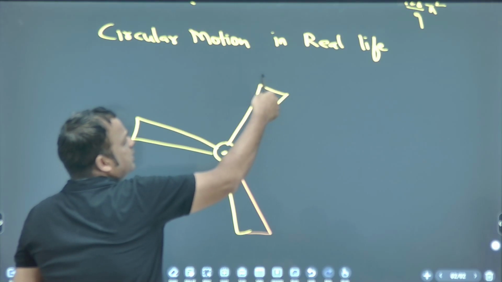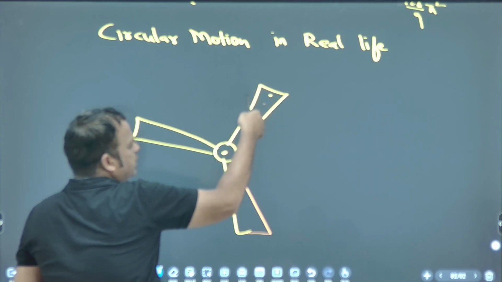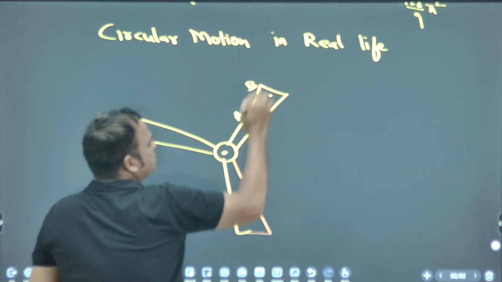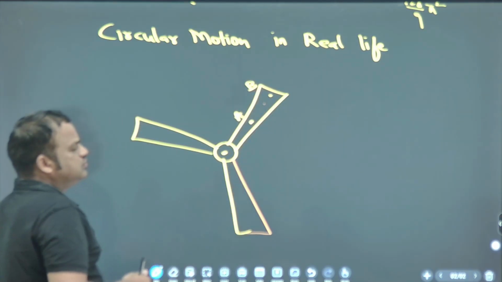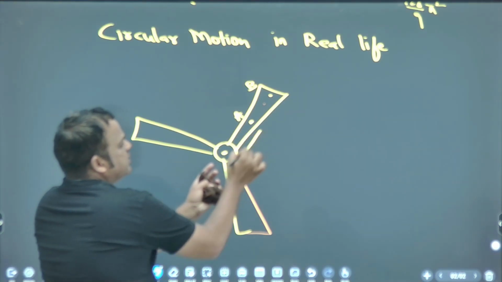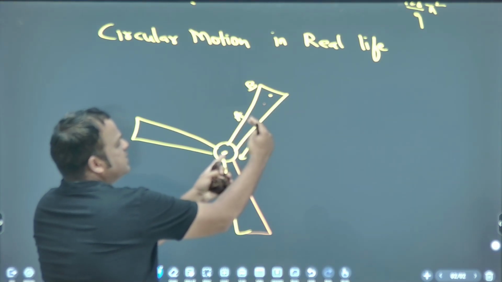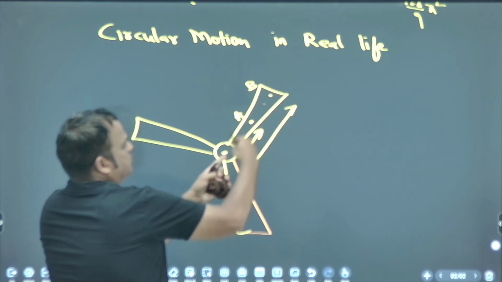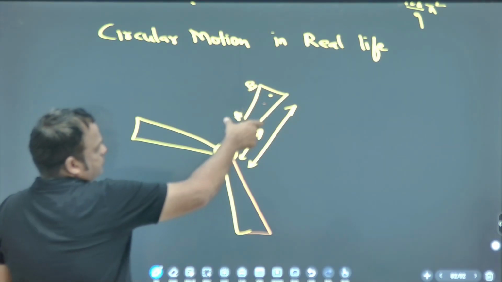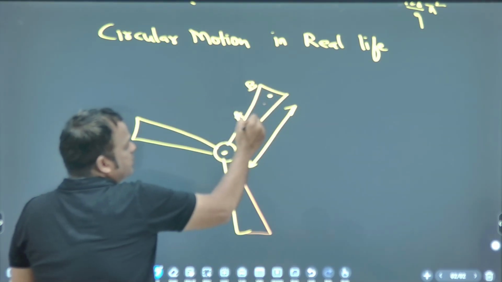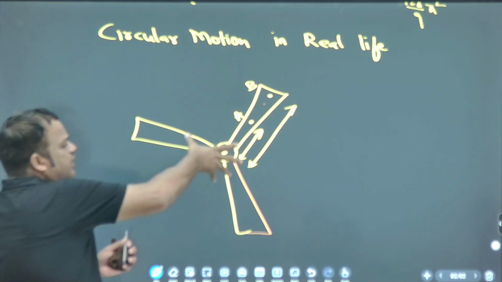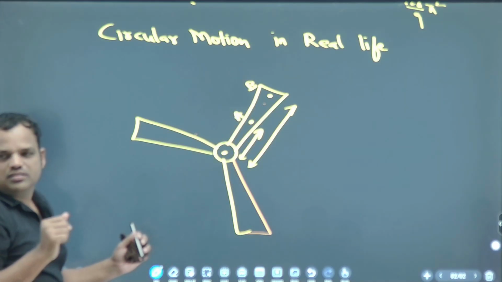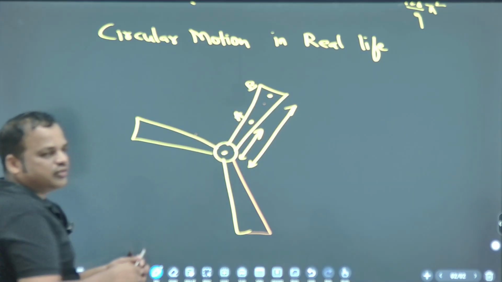Suppose there is a particle here, anywhere it can be. What is the difference between these two particles, A and B? What is the difference? Distance, radius, correct? Radius for A is less, radius for B is more. So understood? So if the fan is rotating, what are these particles doing? Circular motion. Are you getting or not?